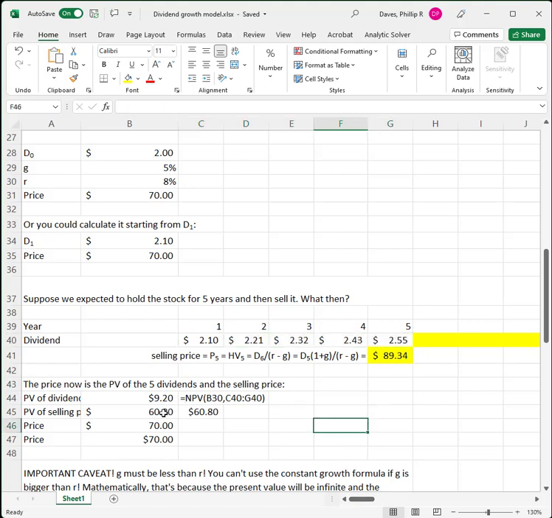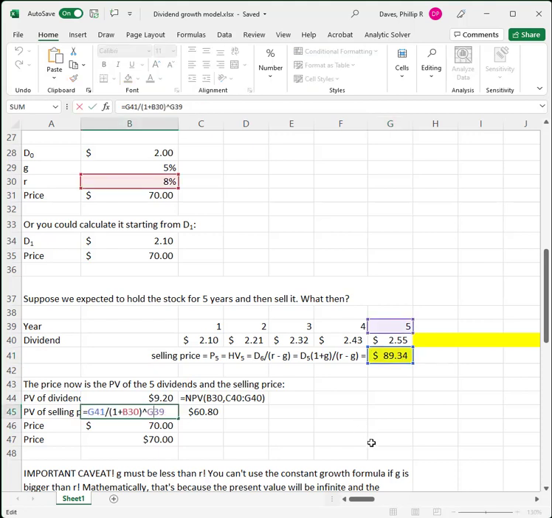The present value of the $89.34, which itself is the present value of everything in yellow, which is everything out to the right there. The present value of everything in yellow as of year 5 is $89.34. The present value of the $89.34 as of now, as of time 0, is, well, there are a couple of different ways to do it. One of them is you can use algebra, which is 89.34 divided by 1 plus 8% raised to the 5th power.